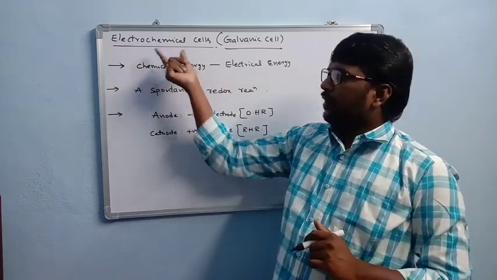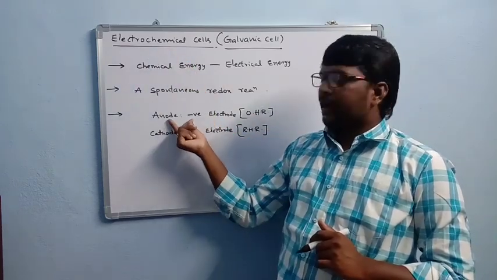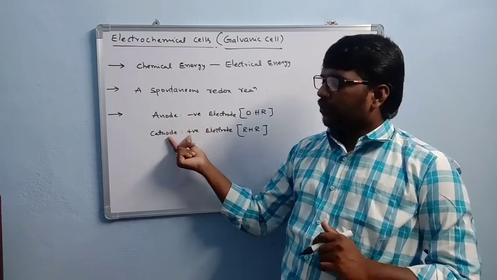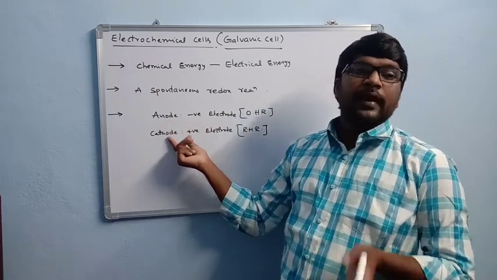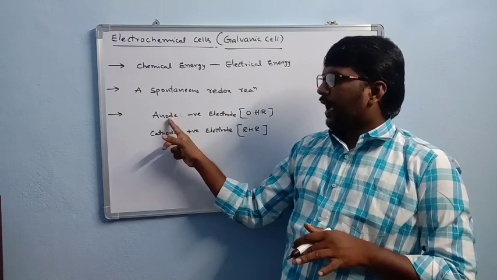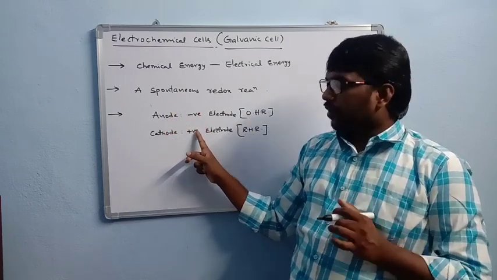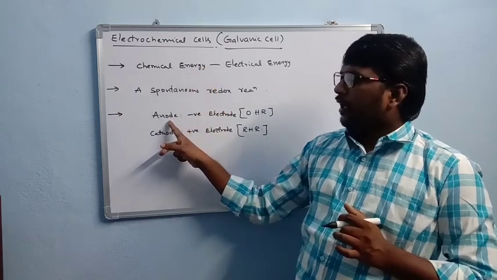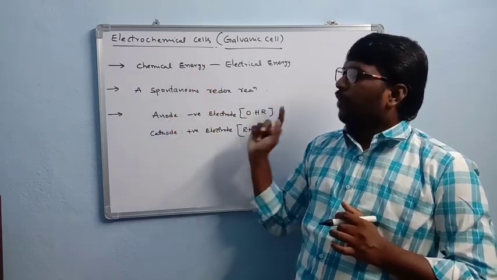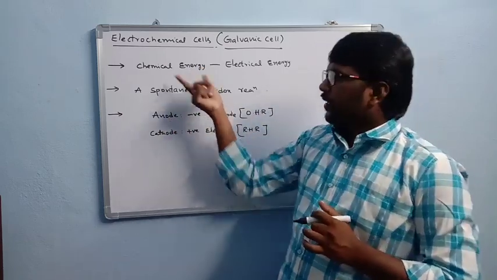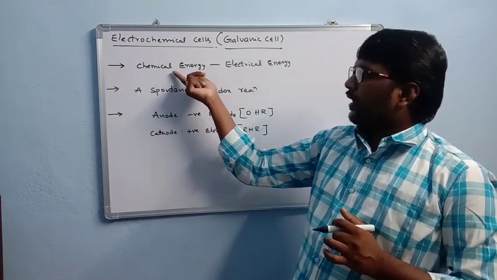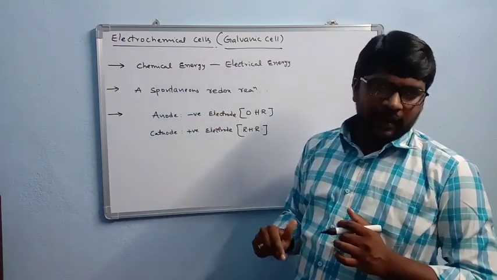So remember that in an electrochemical cell, the anode is the negative electrode and the cathode is the positive electrode. If you take electrolytic cells, the anode is positive and the cathode is negative. Now in an electrochemical cell, anode negative, cathode positive, and the energy conversion is chemical energy converted into electrical energy.